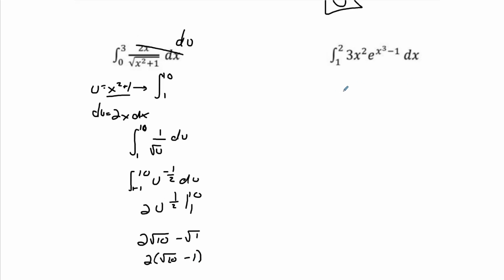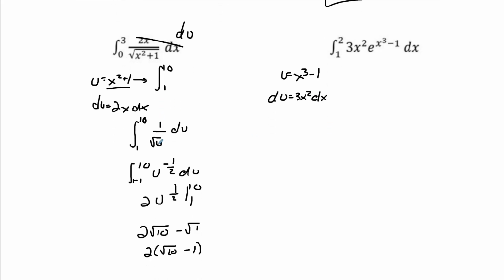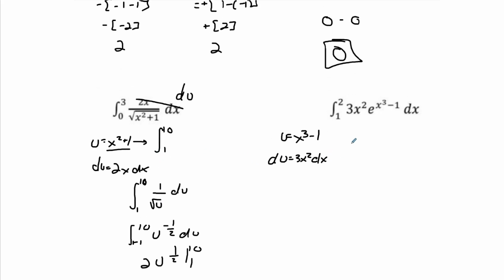Here we would have 3x squared times e to the x cubed minus 1. So I'm going to say that u is going to equal x cubed minus 1. And then it looks like du is going to equal 3x squared dx, right? So let's do this one where we actually don't find new bounds for u and we plug it in. So this is going to be the integral from, let's make sure we write this as x equals 1 to 2, because then we won't forget to plug it back in.